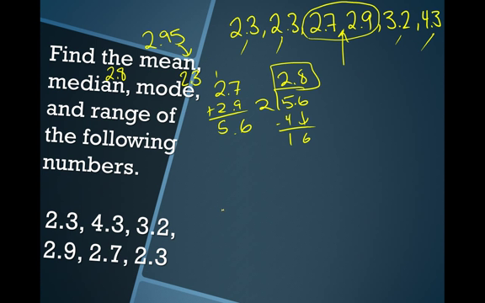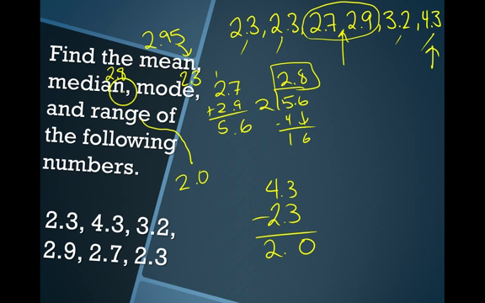Now let's look at my range. My range is the difference between my greatest and my least. Well, my greatest value is 4.3. My least value is 2.3. So I subtract them, and I get 2.0. So 2.0 is my range. So there's all the 4 different values right there. If you have any trouble remembering how we can compute them, just rewind the video and check that out.